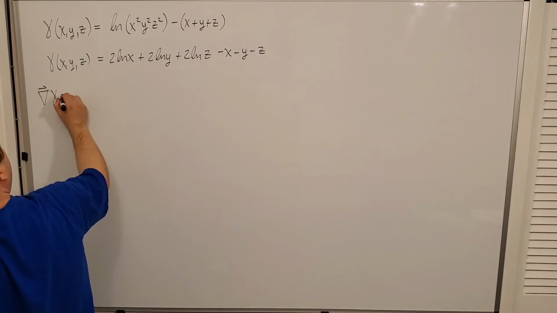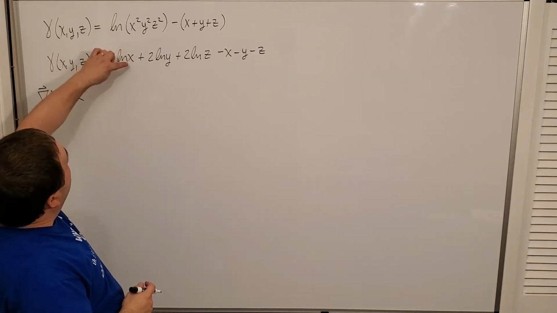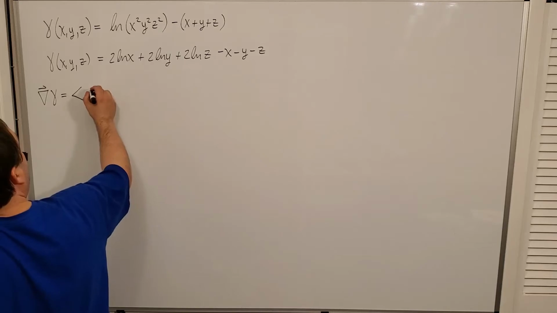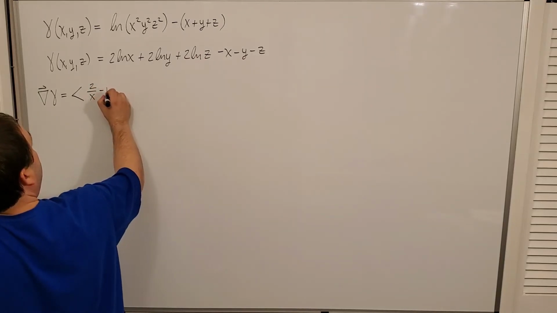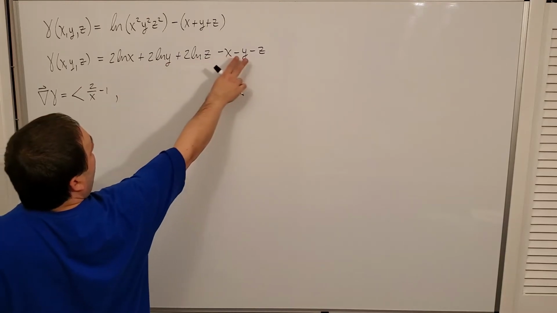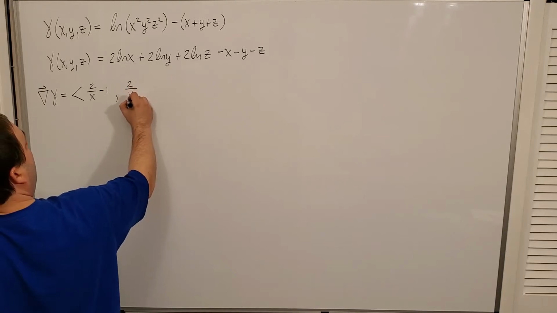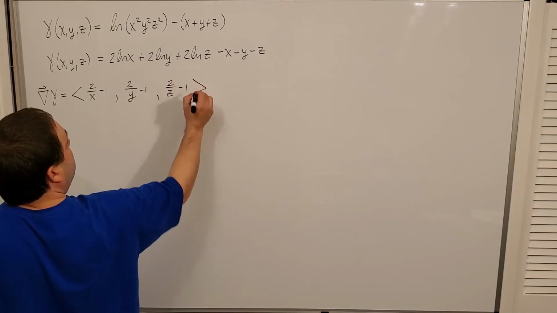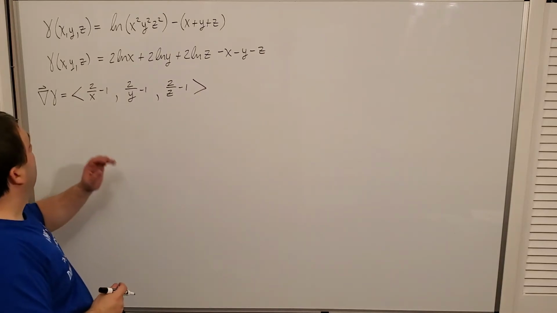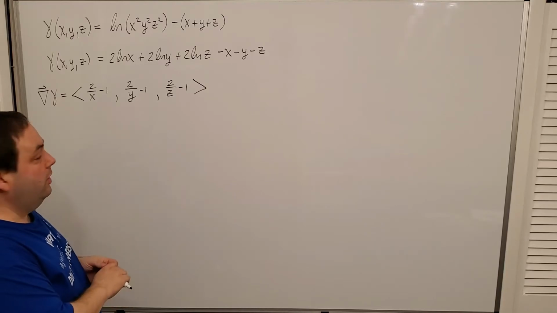So now the gradient of gamma is going to be equal to, well, the derivative of the ln x, right? That's just going to be 2 over x minus 1. Same thing for y, same thing for z. So I have 2 over y minus 1, 2 over z minus 1, like so. Okay, and then for each of these, remember, I'm trying to find the critical values.